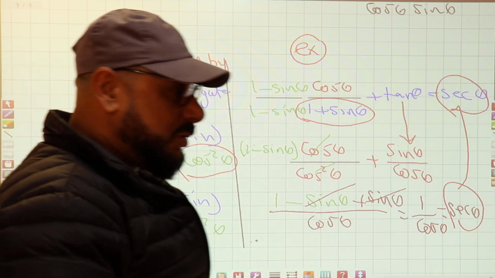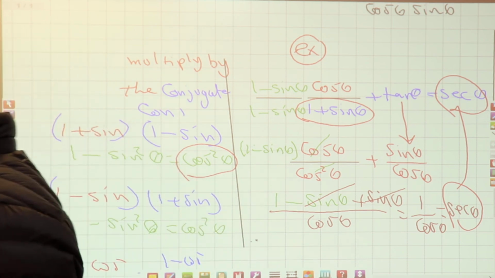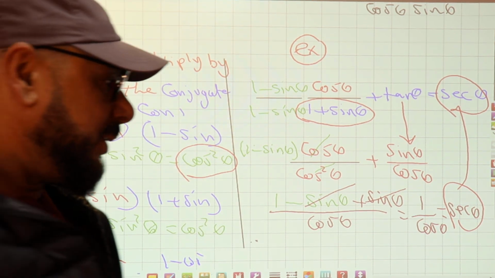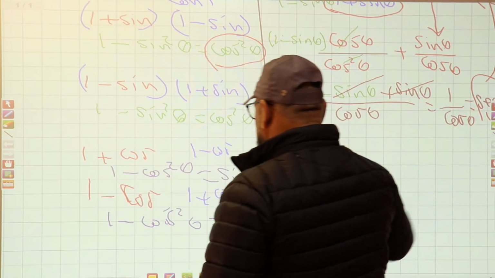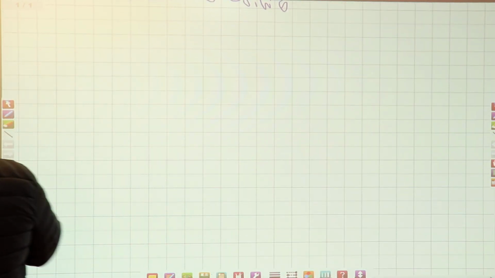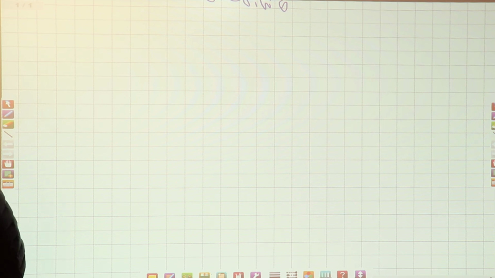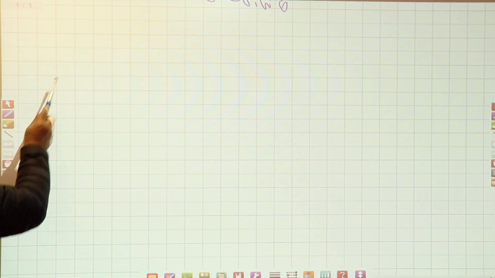Do we have time to do more problems? I don't know if we have time. Let me do just one more quick, just more practice, more understanding. Next time I'm going to start doing some hard ones. But for today, I'm going to do something not hard. Let me end it with an easy example.